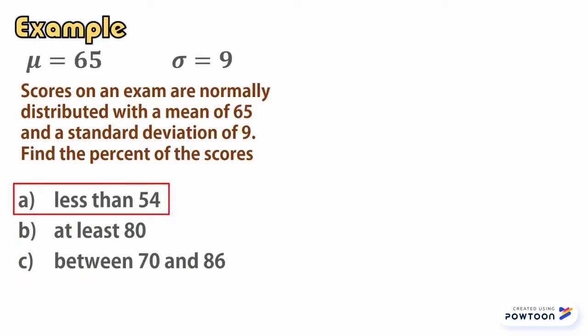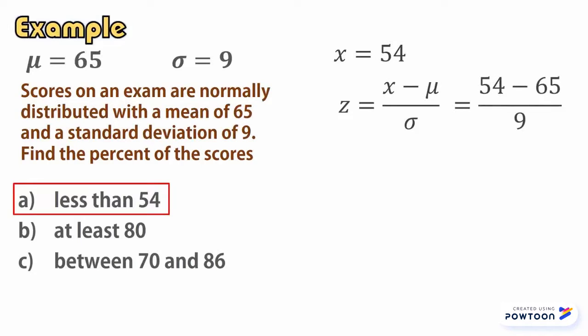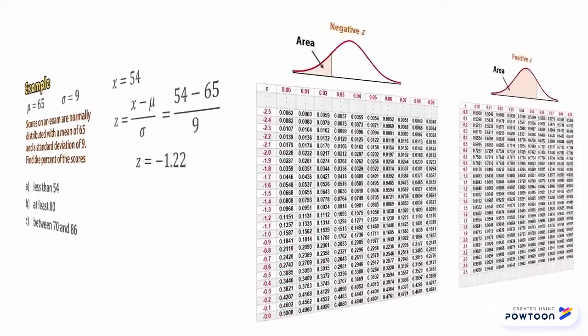In A, we want the probability that X is less than 54. So for X equals 54, the corresponding Z-score is 54 minus 65 divided by 9, and that gives negative 1.2222 repeating. Since the Z table is set up to handle only 2 decimal places, we round this to negative 1.22. We then go to the Z table and look up the area.